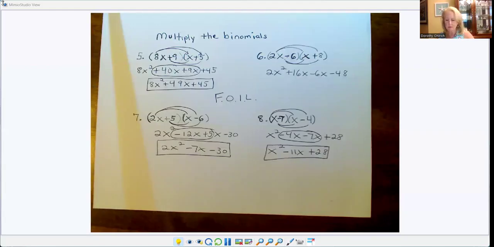So hopefully that helps you multiply binomials or FOIL and multiply by distribution.